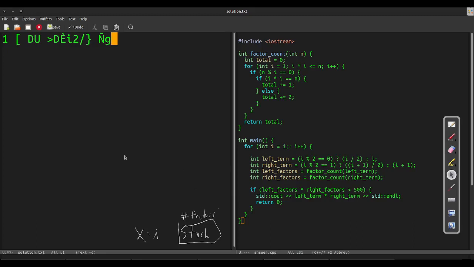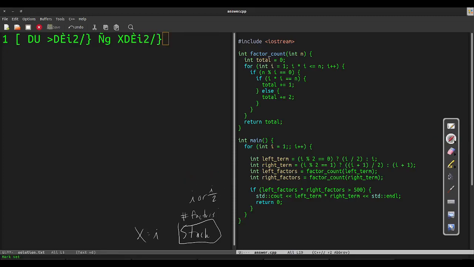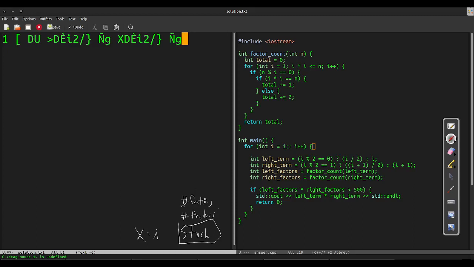Now we need to do the same thing with I. First, we push the value of the variable x, which stores our original loop variable I. Then we check if it's even, and if so, we divide by 2. Finally, we count the factors of either I or I over 2, depending on which case we're in. Now we have our two factor counts.